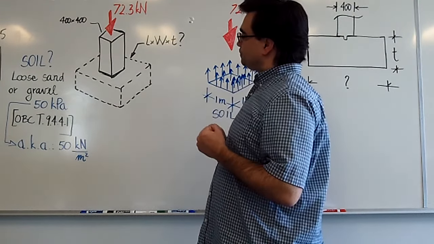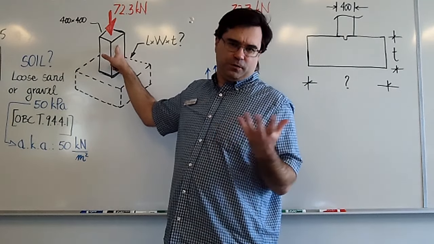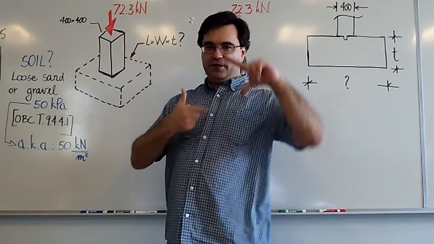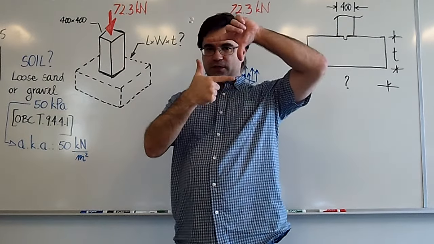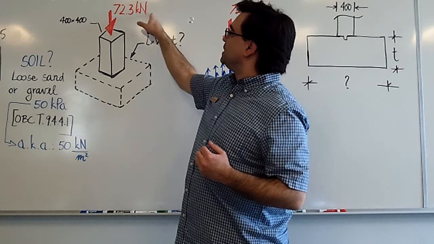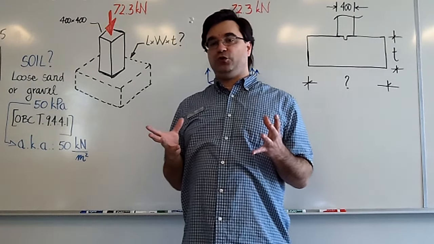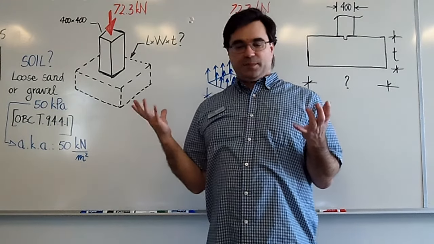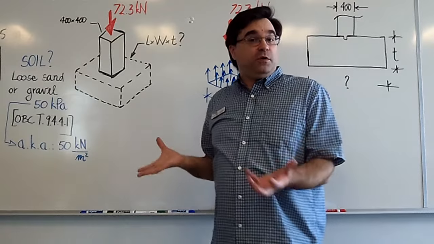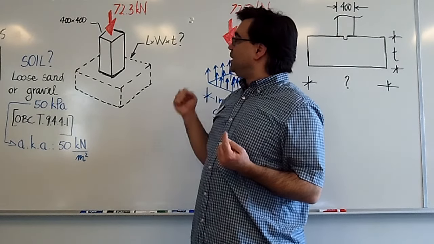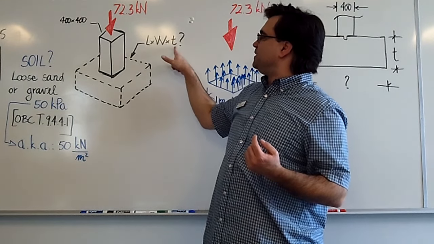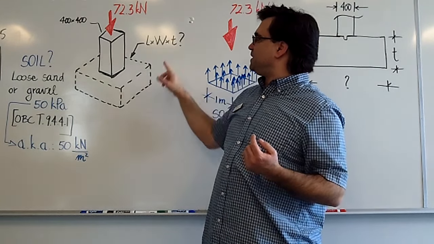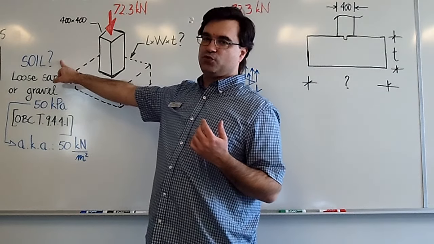So what do we have here? We have some kind of a concrete pier, say, measuring 400 by 400. It's transferring to this pad a force of 72.3 kilonewtons. This is coming from whatever it's supporting above, say, the appropriate tributary area from the building above. What we want to find out is the length, width, and thickness of this concrete pad, knowing that that concrete pad is sitting on some kind of soil.